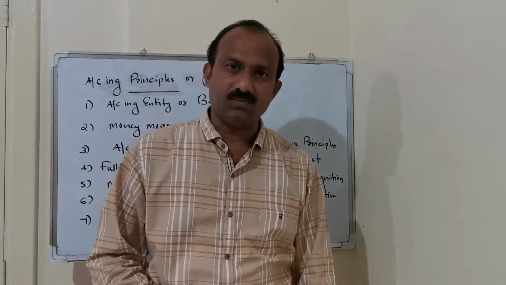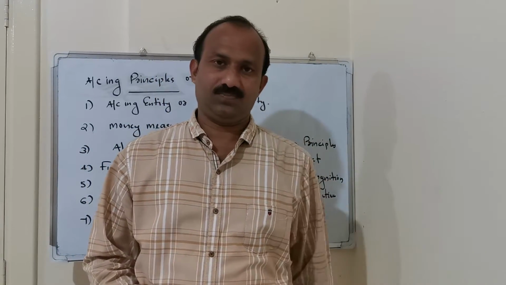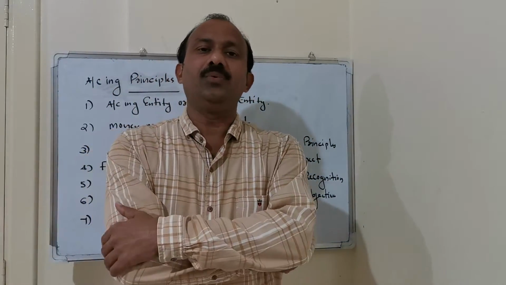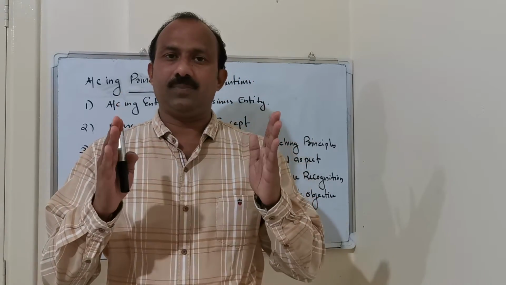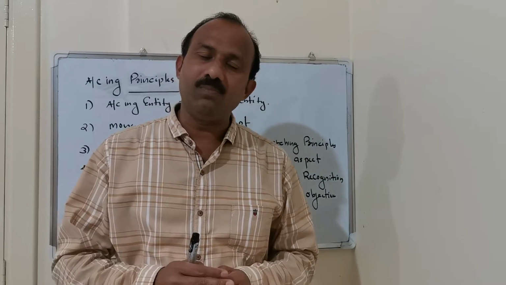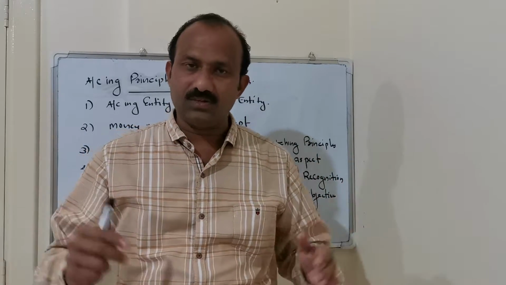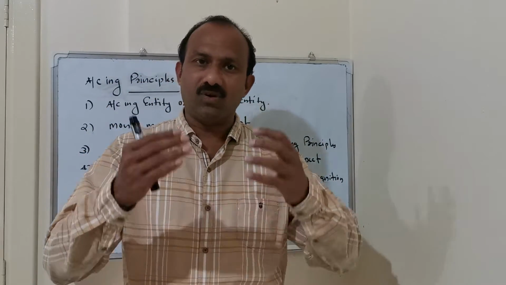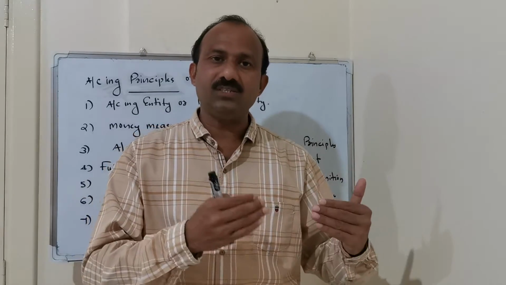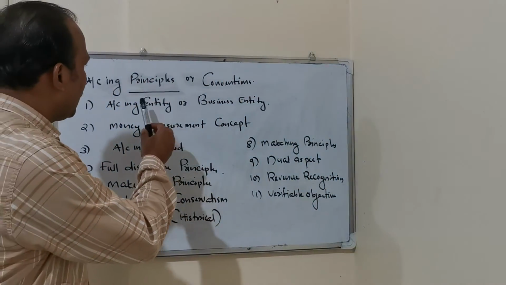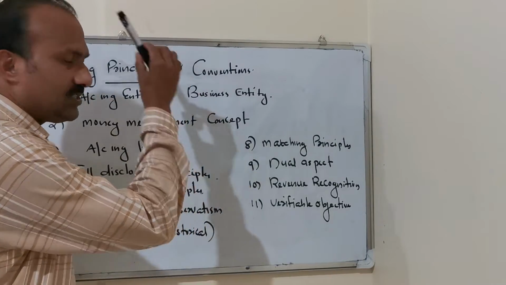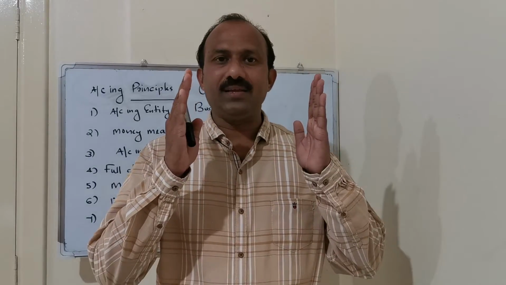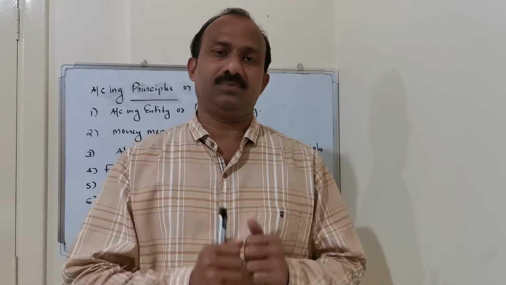Next, we can discuss accounting conventions. We have many conventions. Accounting conventions are otherwise known as accounting principles. These accounting principles and conventions are followed by all the organizations in the world. We can discuss the accounting principles one by one. What is the outcome of these practices? We can check it one by one. The first point of these accounting principles is the accounting entity or business entity concept.